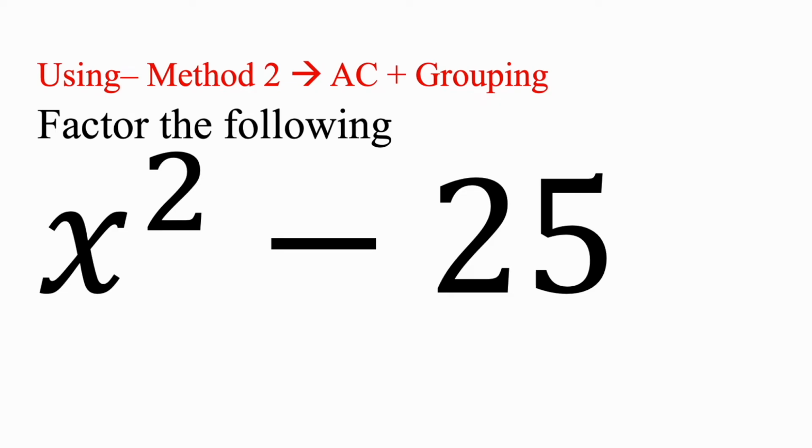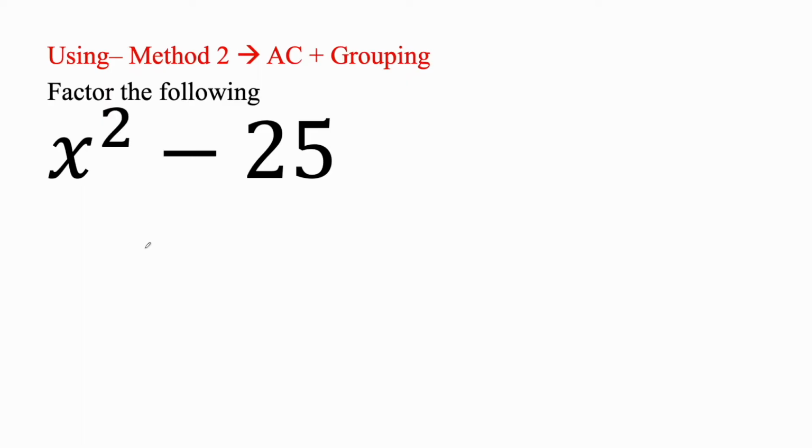Okay, in this video, we're going to factor this expression right here, and I'm going to use method 2, AC plus grouping. Now, this classification can be seen in the description box. There's a playlist where I go over different types of factoring methods, and this is just one type. Alright, so with this method, I'm going to draw an X, and in the top, it's going to be A times C, in the bottom, it's going to be B.